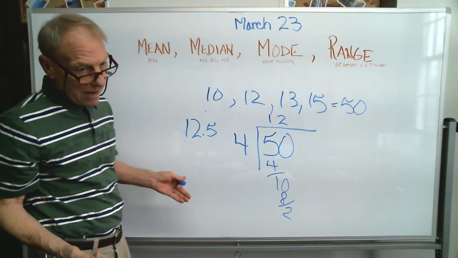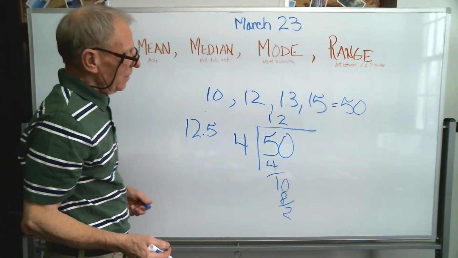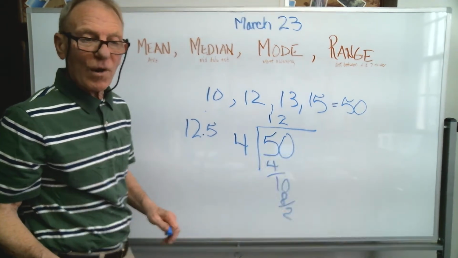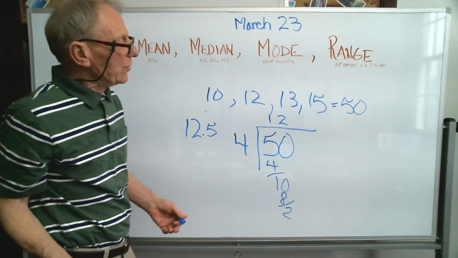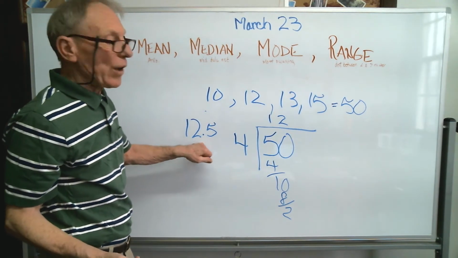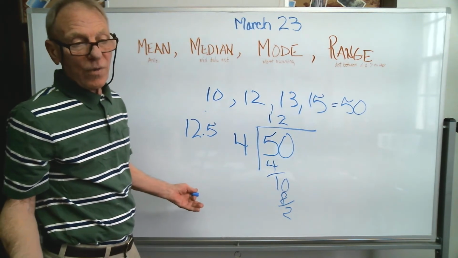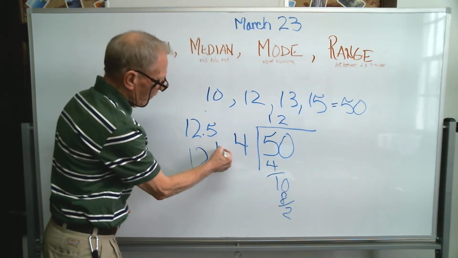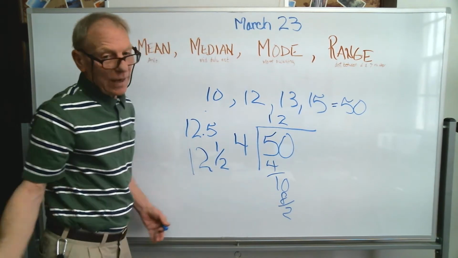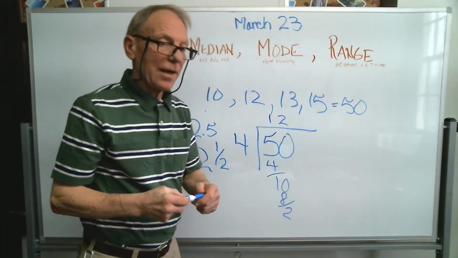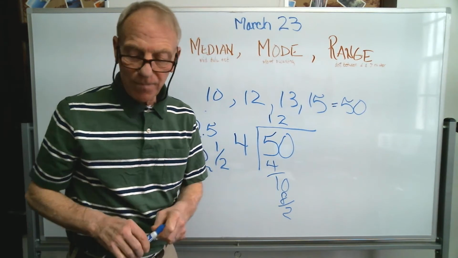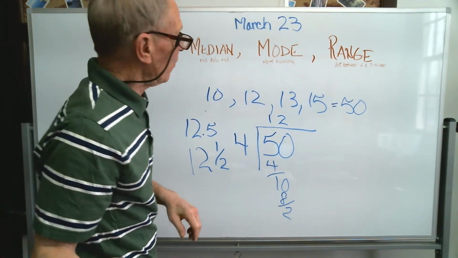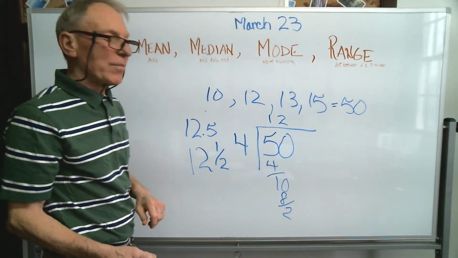Now I got the 0.5, I hope you understand that. By recognizing we got a remainder of 2, that 2 over top of that 4 makes it 2/4. 2/4 is equivalent to 1/2. 0.5 is equivalent to 1/2. I could have just as easily said 12 and 1/2. It all means the same thing. So that's the mean. The mean is the sum of all of your data points divided by the number of those points.